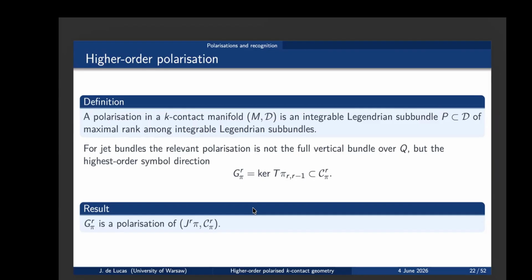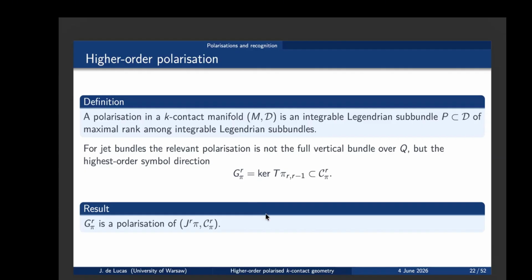So to do so, you have to remember that in the first order jet manifold you have something canonical, that is the polarization, the kernel of the tangent space to the projection P10. This is the vertical bundle, the highest vertical bundle, as it is normally called in jet geometry. And this was the polarization found by Narciso, Xavier, and collaborators in the first order case.